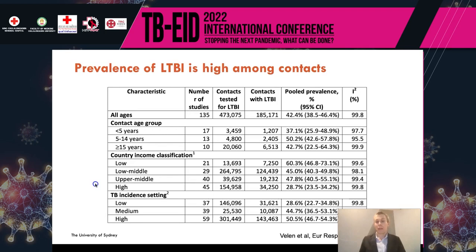And the prevalence of latent TB infection was highest amongst countries where the incidence of tuberculosis was also high. So this indicates that close contacts are a high risk population, particularly in high incidence countries, and therefore this population may benefit from treatment to prevent the progression from latent TB to active TB.